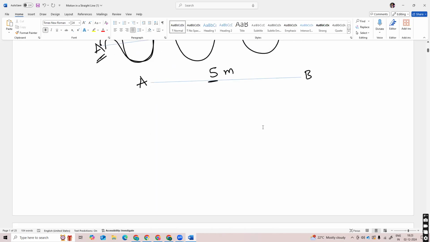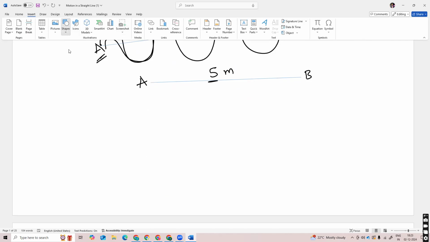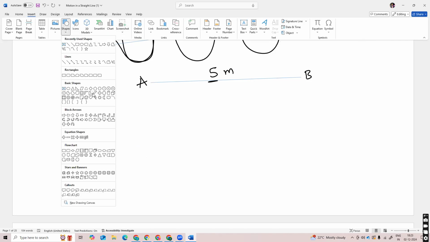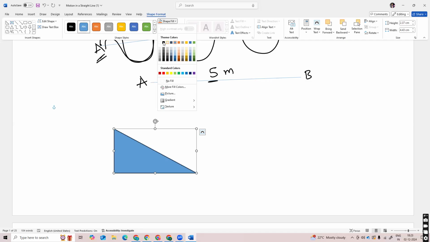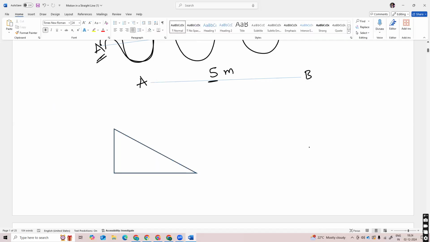So let's take one example. There is a person standing at point A. So he has traveled, let's say, 3 meters to reach point B, and again he has traveled 4 meters to reach point C. So the distance covered is basically the length of path traveled by this person. That is basically AB plus BC. So distance traveled by that person is 3 meters plus 4 meters, which is 7 meters.